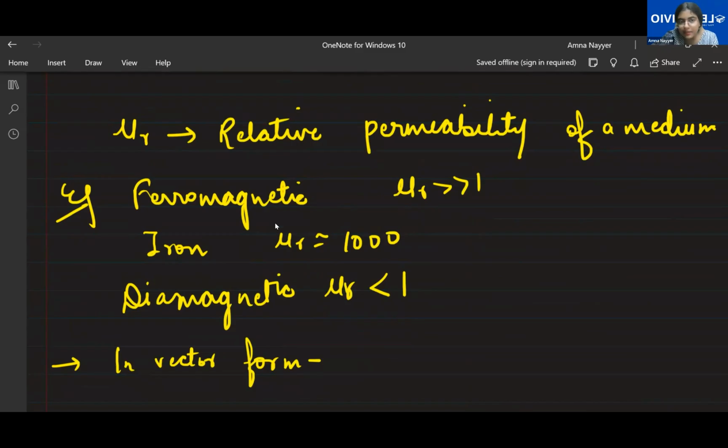For ferromagnetic substances, relative permeability is very much greater than 1. Like iron, it's around 1000. For diamagnetic substances, it is lesser than 1. So there are various kinds of materials. That's why the next chapter is called magnetism and matter. Matter means materials. Ferromagnetic, diamagnetic, paramagnetic, we'll be talking about. There you will see how the values of relative permeability change.